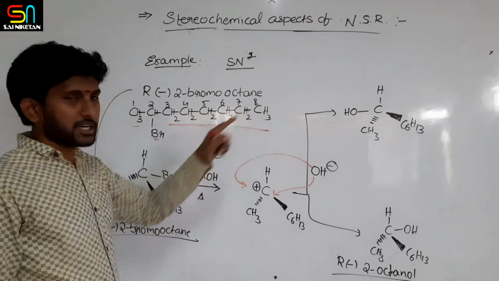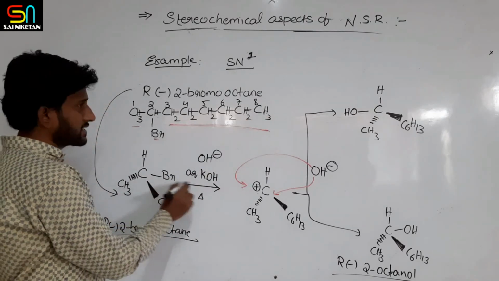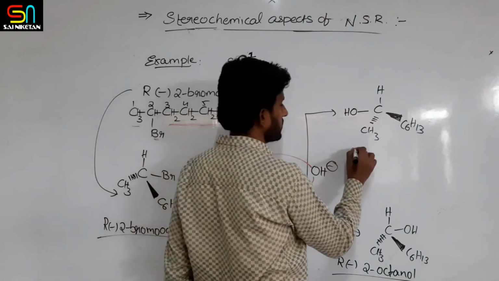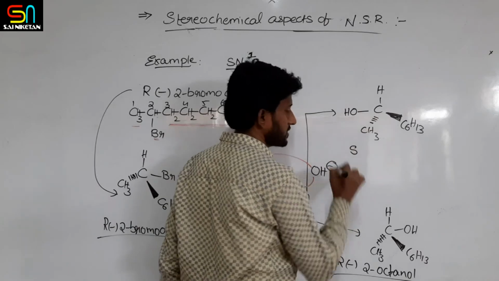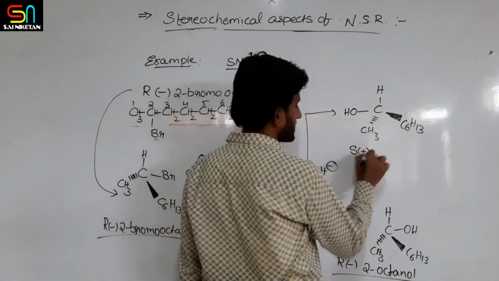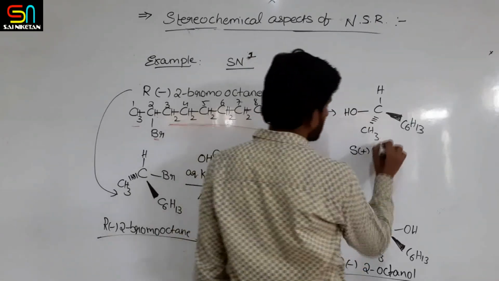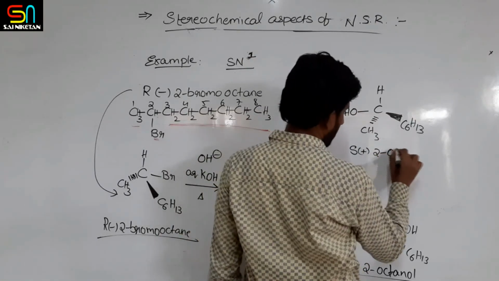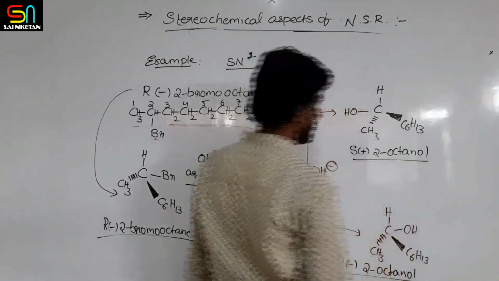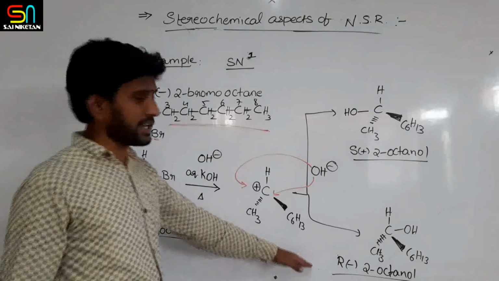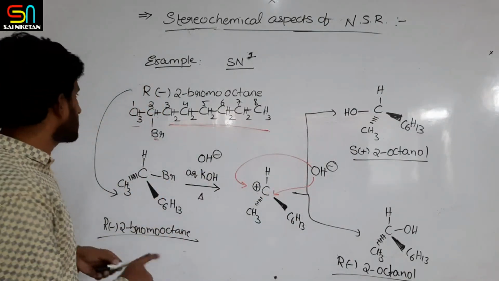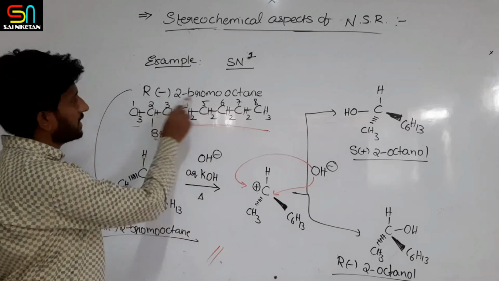But what happened to the other product? Bromine is right side, but alcohol is left side here, right? That's why it changes to S. Relative configuration changes to S. So it is S plus 2-octanol. So that is 50% R isomer, 50% S isomer you will get in this reaction. So this is one example of an optically active compound.